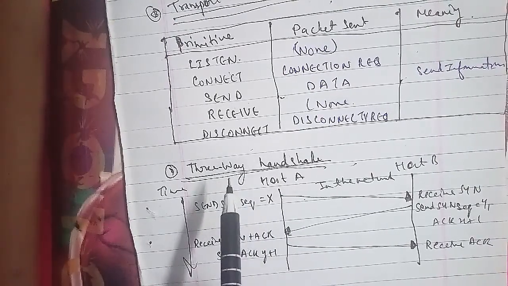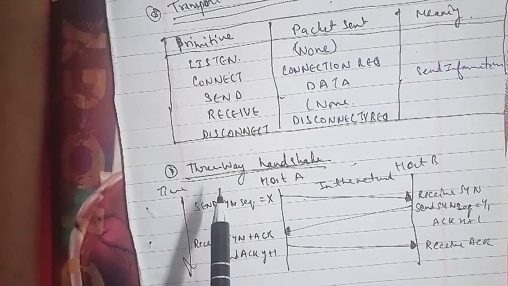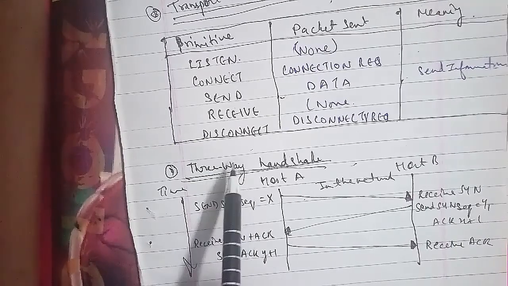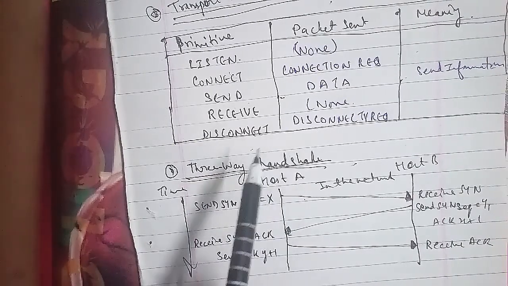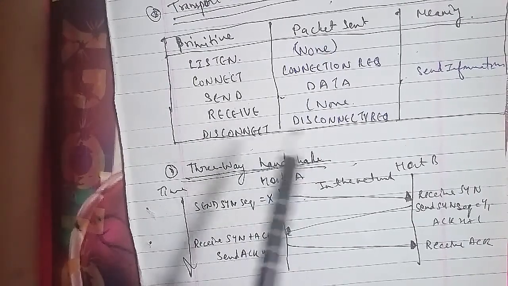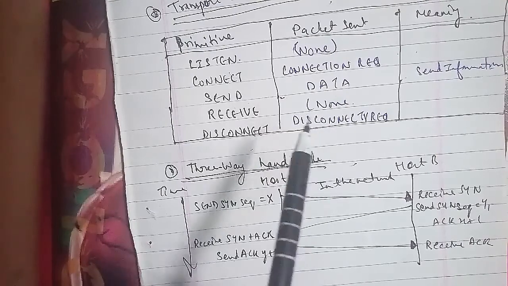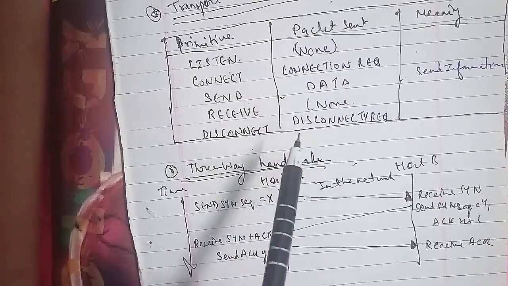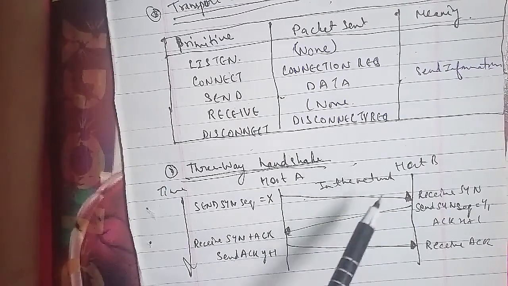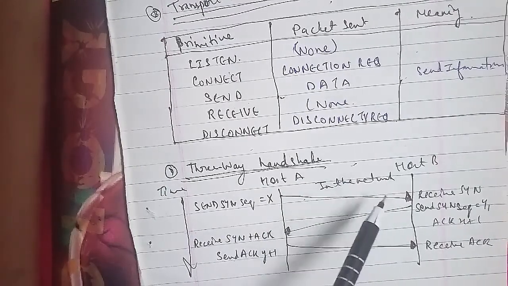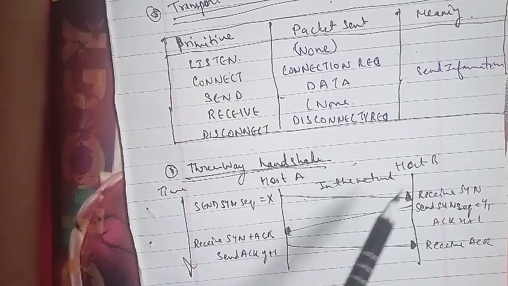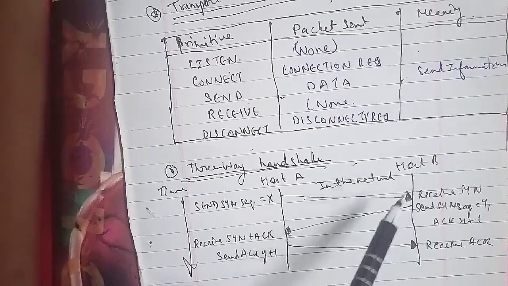So let's go ahead and discuss upward and downward multiplexing in the transport layer. First we'll understand multiplexing, then we'll discuss the upward and the downward as well.